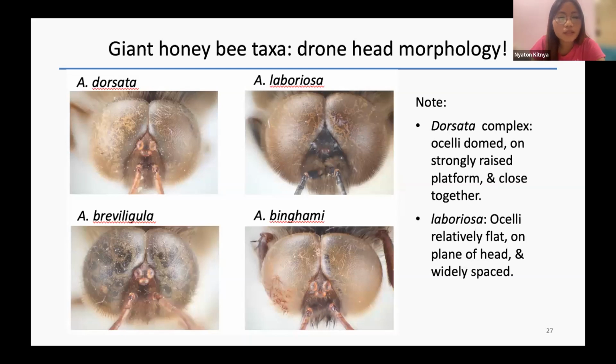If we examine the drones of the 4 giant honeybees, this is one of the characters that distinctly separates laboriosa from the 3 groups, that is the ocelli structure. As you can see from this picture, the ocelli in the Dorsata group are placed on a much strongly raised platform. It is much projected and is close together. On the other hand, the ocelli on the Apis laboriosa drone are widely spaced, and positioned on a relatively flat platform.